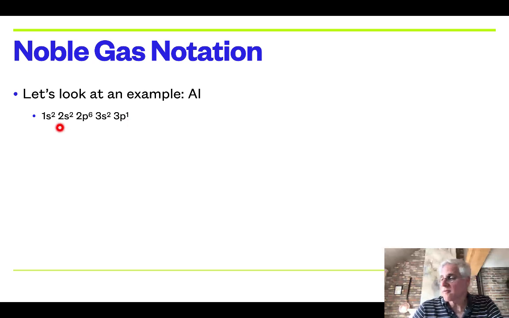Notice that all of my s orbitals can only hold 2 electrons. It doesn't matter if it's a 1s, a 2s, or a 3s. They all can only hold 2 electrons. My p orbitals can all hold 6, so this one can hold up to 6 before I have to move to the next orbital. And this p, even though it can hold 6, we only have 1 electron left over to put in there.